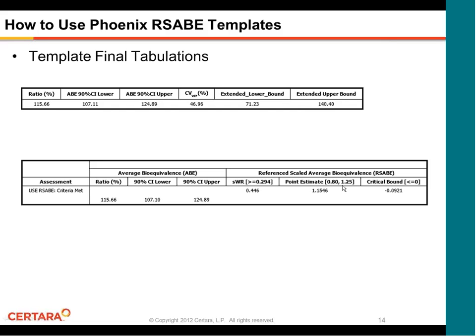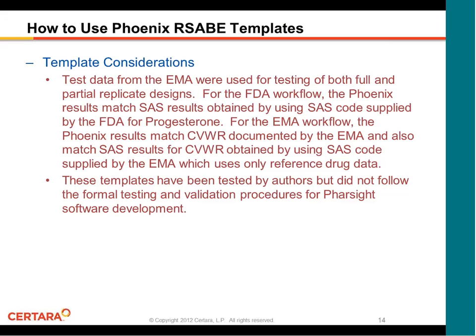You need to have your point estimate between 0.8 and 1.25. This is also met. And then you need to have that 95% critical bound be less or equal to 0. And in this case, it's also met. That's why it says in the assessment that this criteria has been met. And we'll show you that more when we show you the templates.